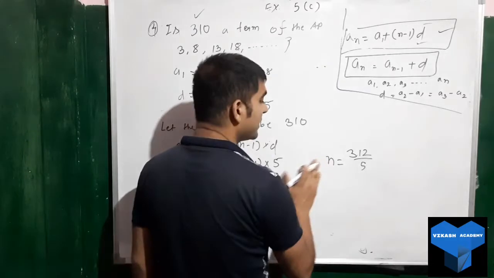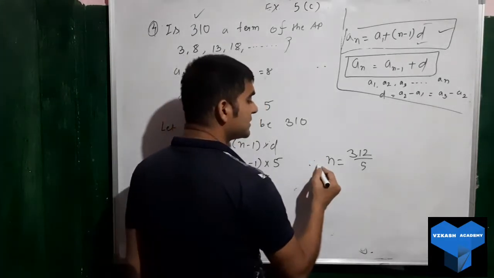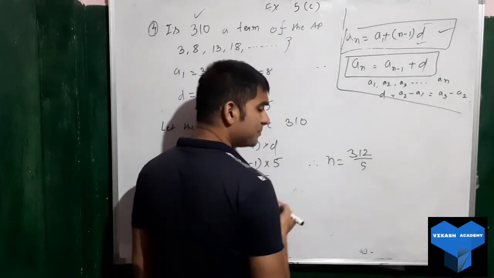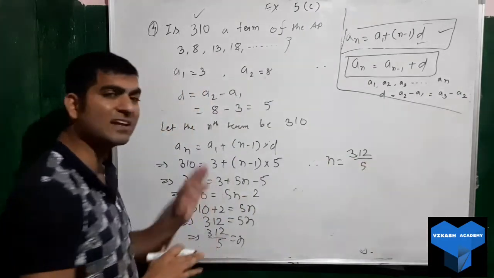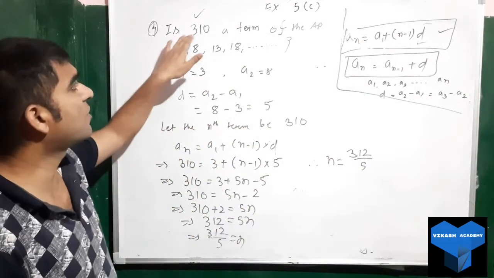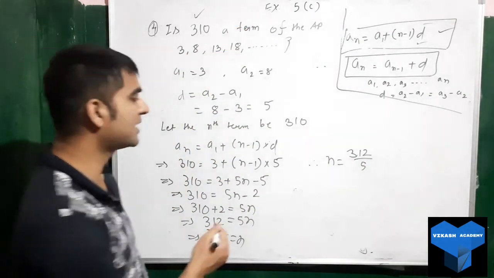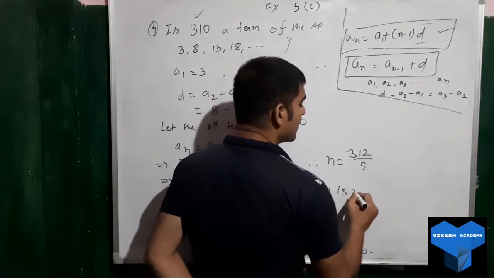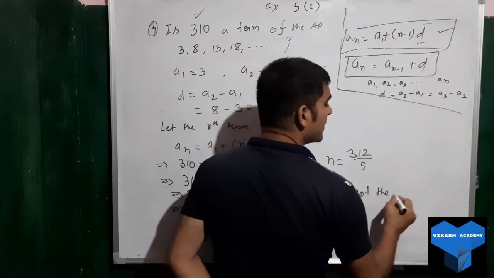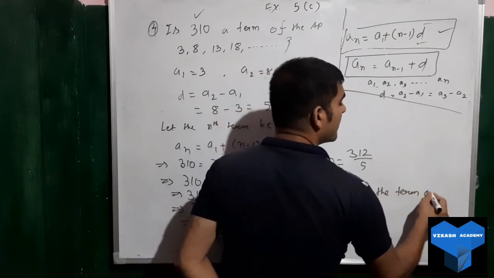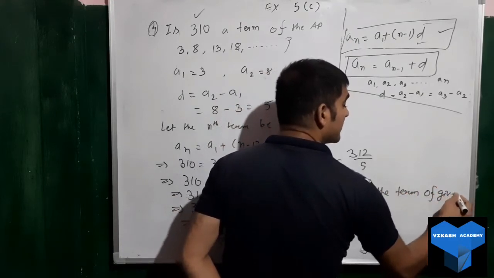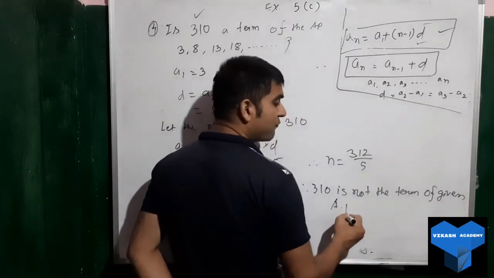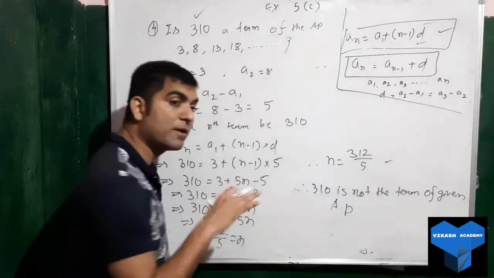So what we will do here, we will write, since n is a fraction, directly you write: this is not a term of the given AP. Therefore 310 is not a term of the given AP. Remember that. Whenever you get a fraction, you write no, it is not a term of the given AP.